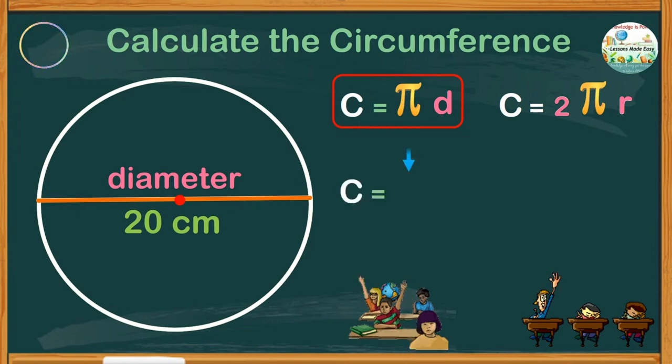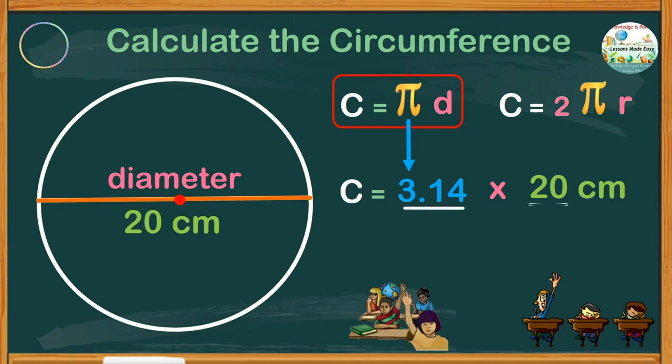Circumference equals pi. Let's substitute the value of pi, which is 3.14, times the diameter, which is 20 centimeters. If we multiply 3.14 by 20, we get 62.8. So our circumference is 62.8 centimeters.